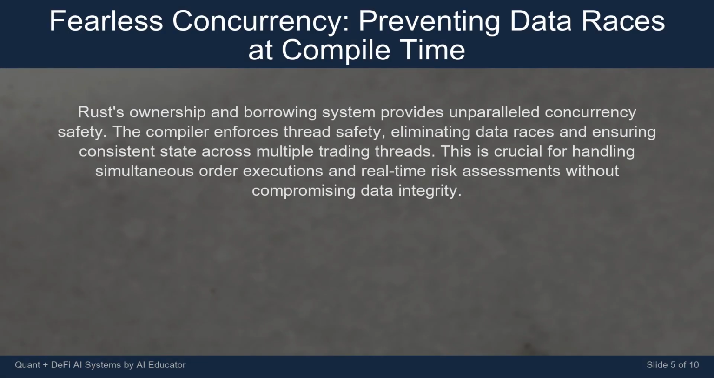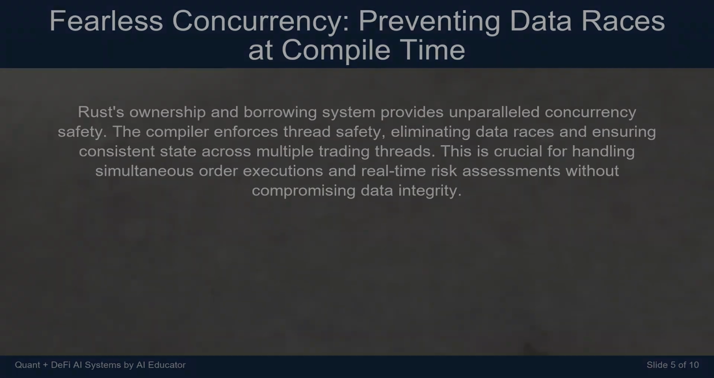Rust's ownership and borrowing system provides unparalleled concurrency safety. The compiler enforces thread safety, eliminating data races and ensuring consistent state across multiple trading threads. This is crucial for handling simultaneous order executions and real-time risk assessments without compromising data integrity.